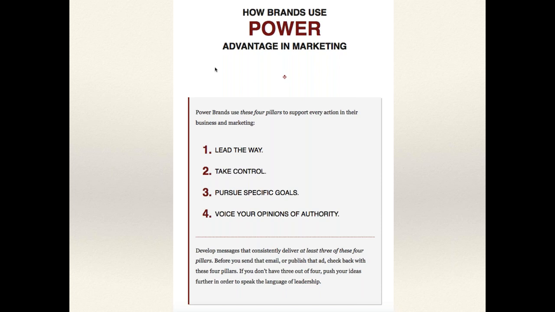And I must admit, I also fall into the same trap a lot of times when I'm least creative in my communication. But if I'm going to be assertive in my communication, then these are the four that I must always practice. Like if I put out something out there, am I leading the way? Am I taking control? Am I pursuing a specific goal? Am I voicing an opinion of authority? No?